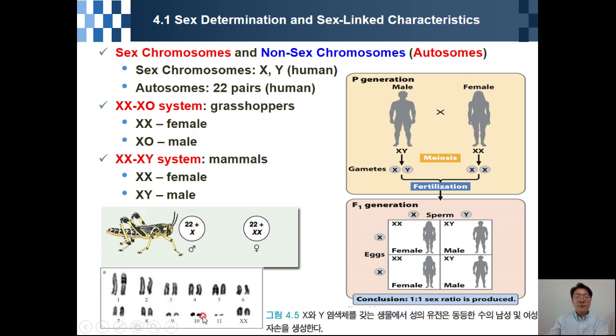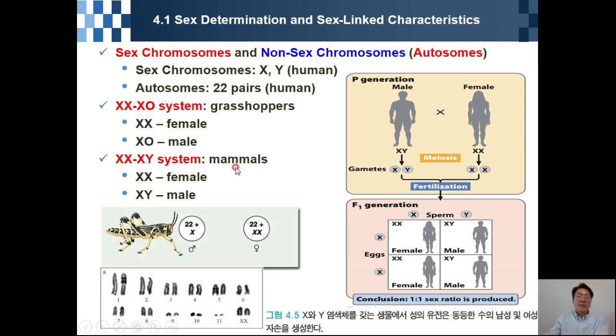Grasshoppers have 11 pairs of autosomes, so totally 11 pairs means 22 chromosomes. When they have two X chromosomes, they will become the female grasshopper. If they have only one X chromosome, they will become the male grasshopper. How about human?